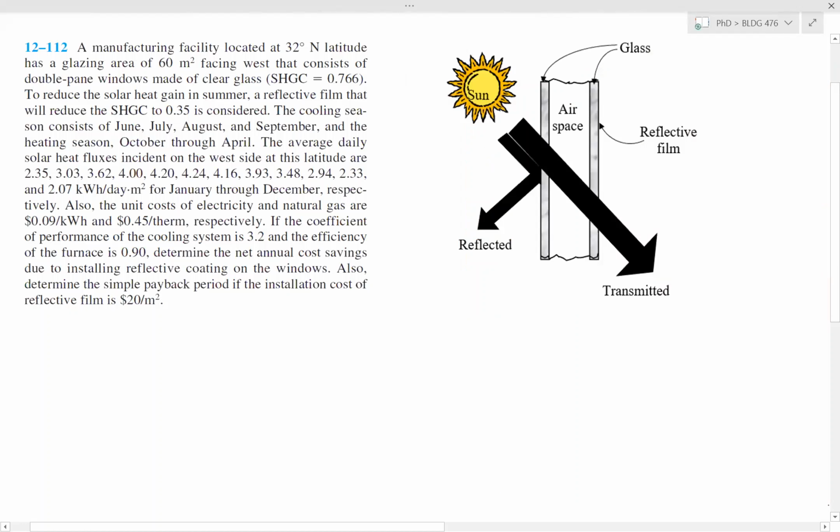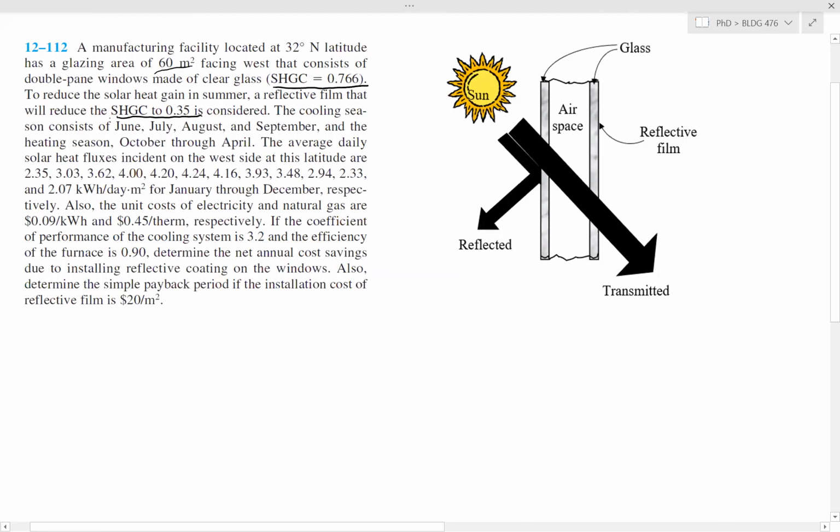Okay, and this question is not super theoretically heavy, but kind of cool because it's very practical. We have this manufacturing facility. We know the glazing area, how much window there is, and it has this double pane window with a solar heat gain coefficient of 0.7. So it's letting 0.7 of the heat in. And they're wondering whether it's worth it to reduce our solar heat gain to this.